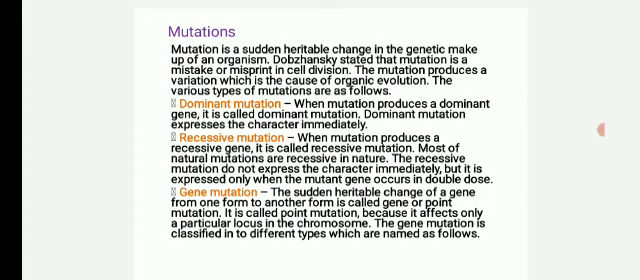Next, gene mutation. The sudden heritable change of a gene from one form to another form is called gene mutation or point mutation. It is called point mutation because it affects only a particular locus in the chromosome. Locus is a point in the chromosome where a particular gene is located. The gene mutation is classified into different types which are named as follows.